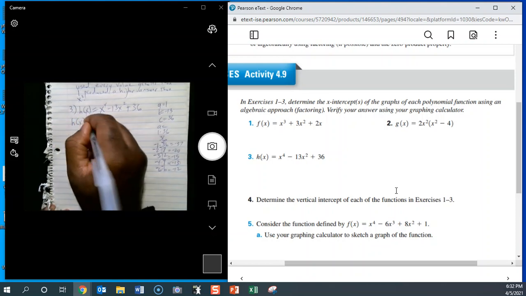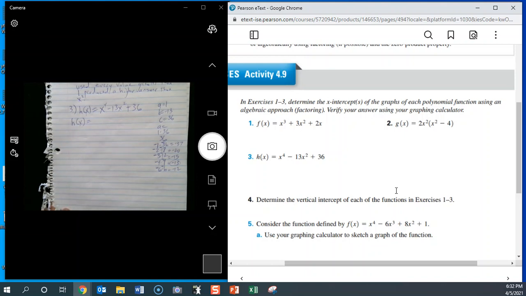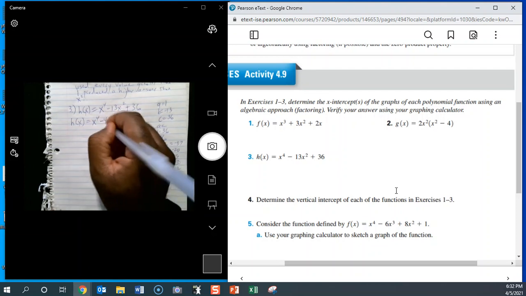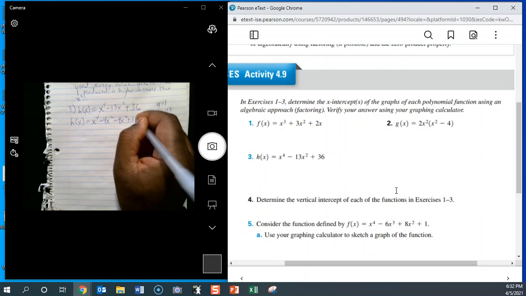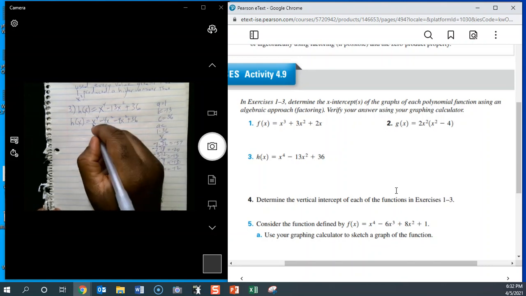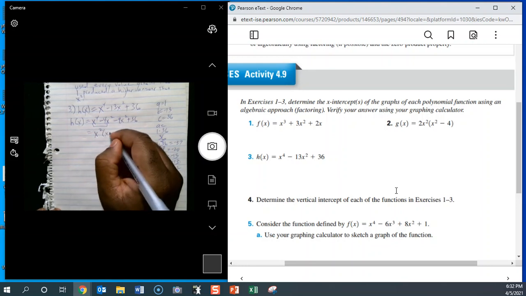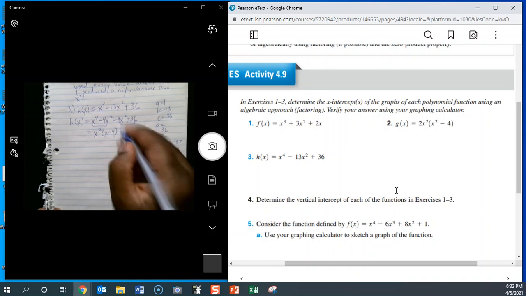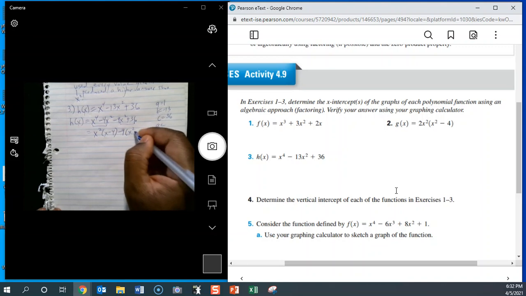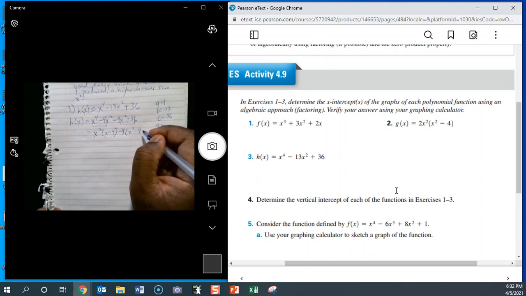So we had h of x is equal to x to the 4th, and then we will have minus 4x squared, because that's an x squared, minus 9x squared plus 36. Now we group the first two values. We can factor out an x squared, and that will leave us x squared minus 4. We group the second two values. They had negative 9 in common, and that will leave us x squared minus 4.